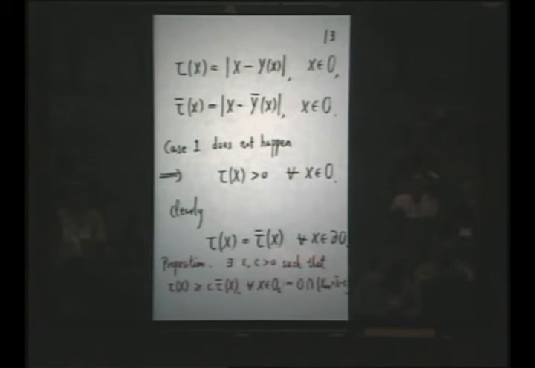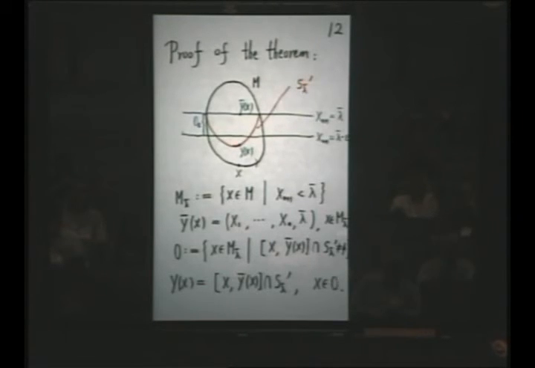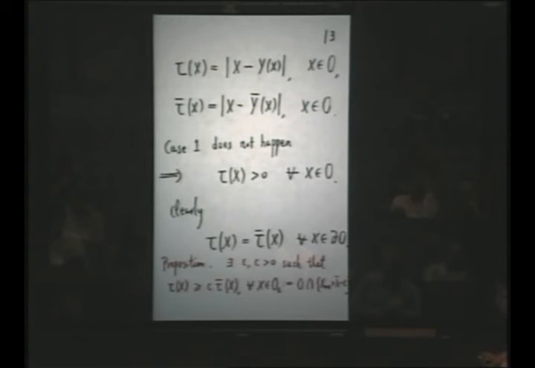So here is the main proposition. The proposition says that there are two constants, epsilon and c, such that this tau is greater or equal than a multiple c of tau bar for any x in O epsilon. So I have two functions, and then I restrict to O epsilon, between here. Then I want to prove that my two functions have this order.